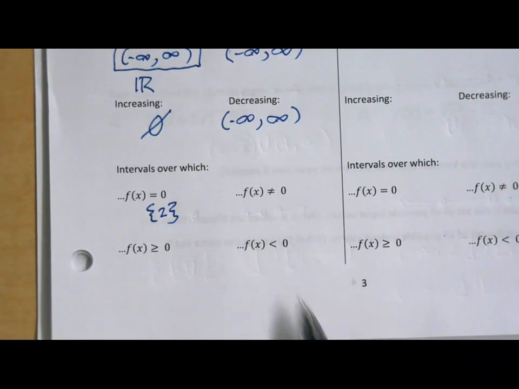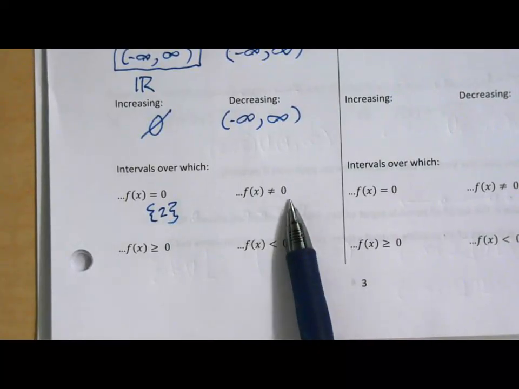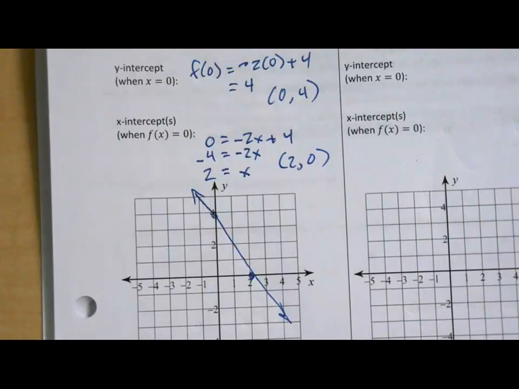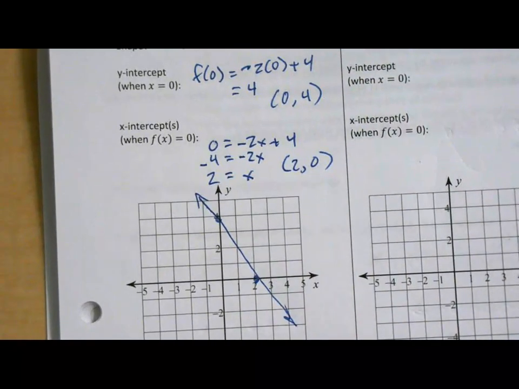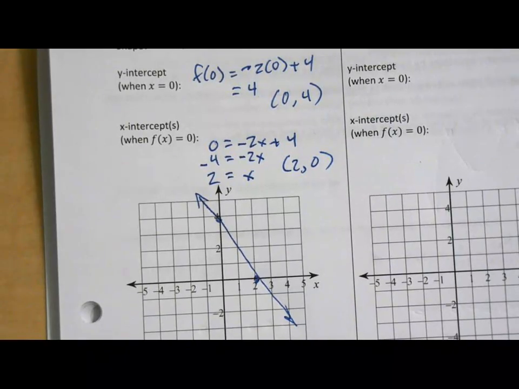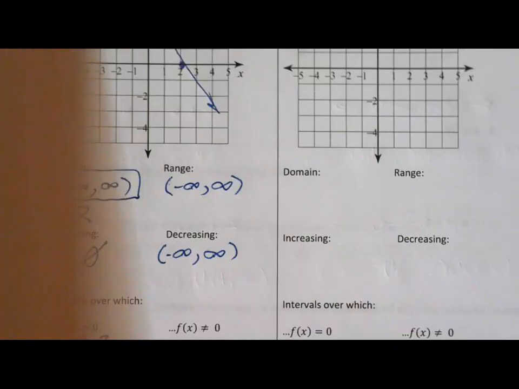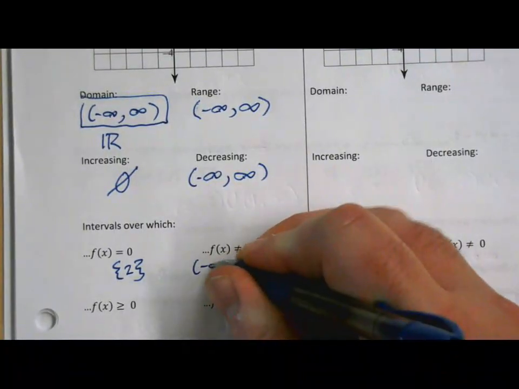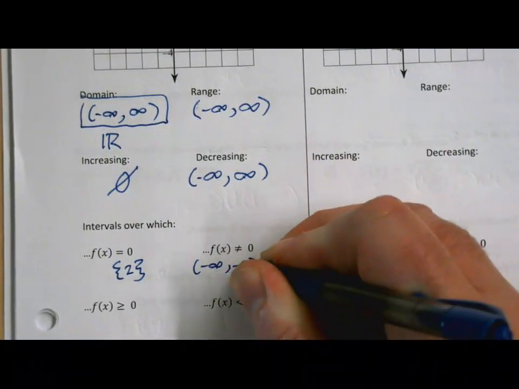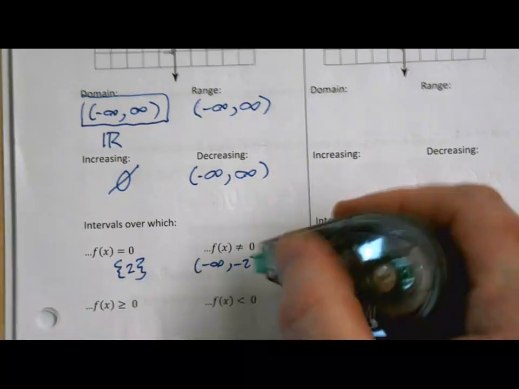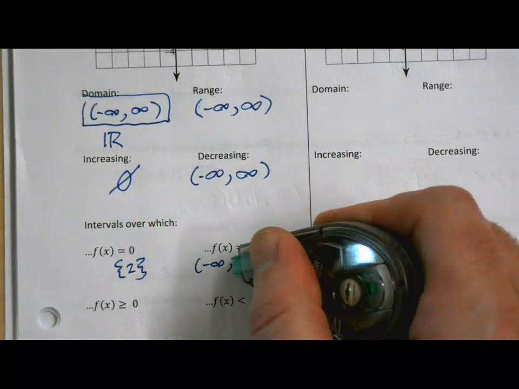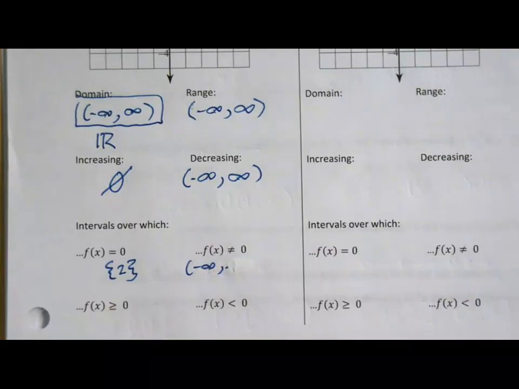Where on this graph is the y value not equal to 0? That's everywhere else, right? Everywhere except for 2. So that's negative infinity up to 2. Oop, I don't know why I wrote negative 2. It should just be 2. Negative infinity up to 2 and 2 to infinity.